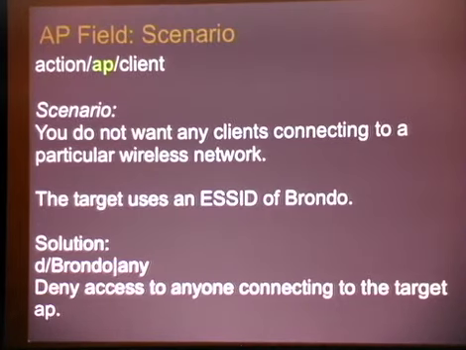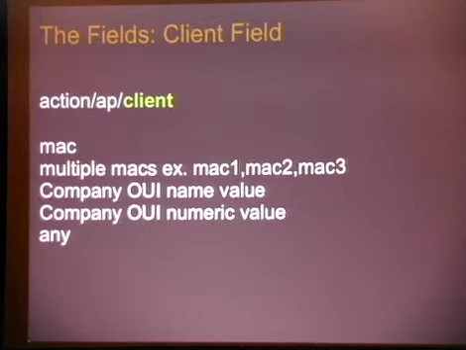Let's go into our scenario. You want to kick any clients connecting to a particular wireless network. We'll use Brondo as an example. Target ESSID of Brondo. Solution: deny Brondo any. Nice, clean, simple, very easy to do. Then we go into the client field, and this is where it gets really fun. We can kick based on MAC address, or on multiple MAC addresses provided in a list delineated with commas. You can use the same OUI company name, the same OUI numeric value, or you can kick based on any.